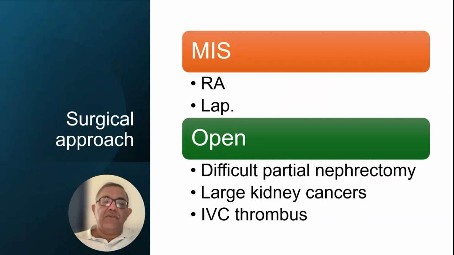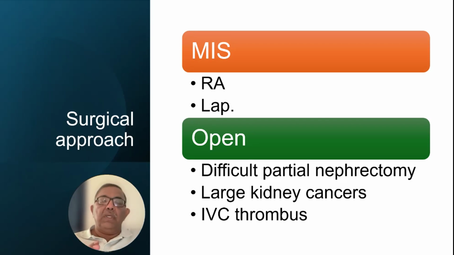Majority of the upper tract surgeries, including kidney cancer surgeries, are now performed by minimally invasive surgery, which includes both laparoscopy as well as robot-assisted surgeries. Laparoscopy perhaps still has a significant place in urology for kidney cancer surgeries. However, open radical nephrectomies and partial nephrectomies have a very clear definitive role. It is particularly for difficult partial nephrectomies, very large kidney cancers, and patients with IVC thrombus, who are preferably treated by open surgery rather than by minimally invasive surgical technique.